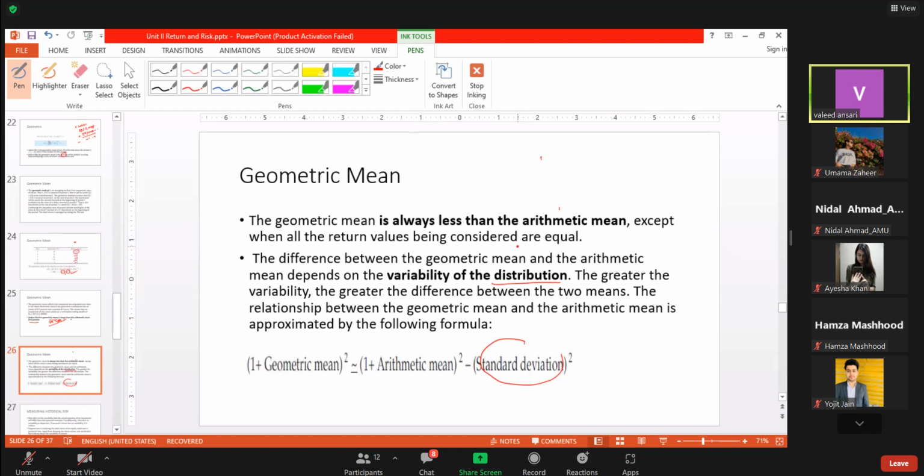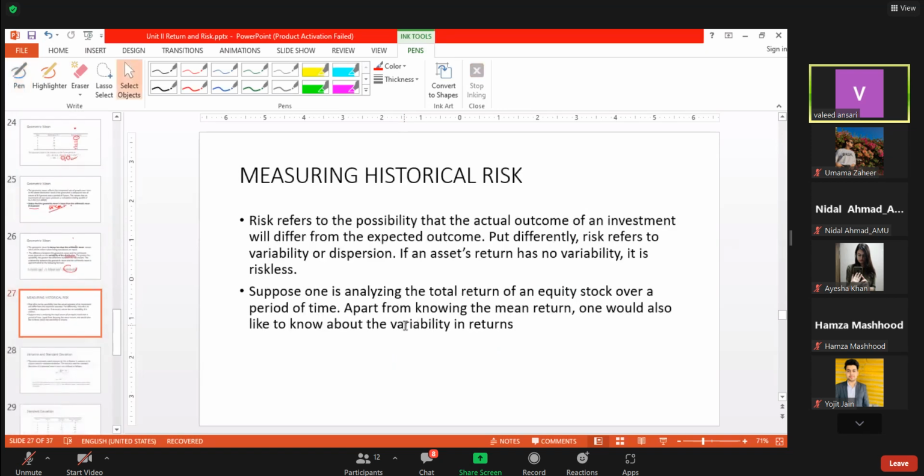So I think that is the basic idea of why we use arithmetic return or geometric return. But let me tell you that the most widely used method for calculation of return is arithmetic return, and geometric return is also used. As I told you, it provides a better picture of that. So both can be used depending upon the context of investment and the holding period.